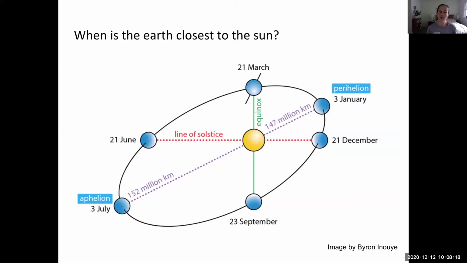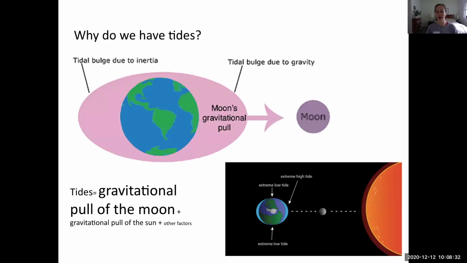But this elliptical orbit of the Earth around the sun does have some very minor influence on some tidal behaviors, which we'll get to in the next few slides. So why do we have tides? I think everybody seemed to understand that tides have to do with the gravitational pull of the moon, and that is definitely the largest factor.